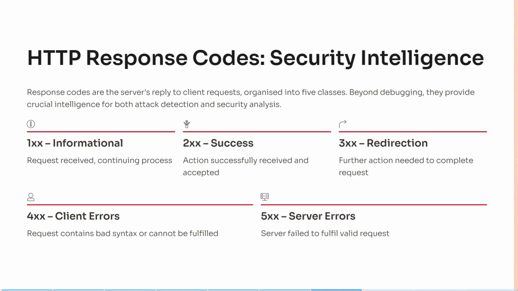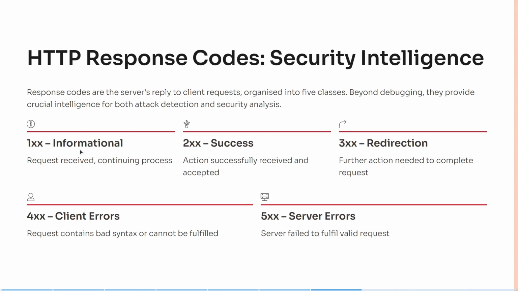So you can say there are 5 types of HTTP response codes. If it starts with 1, like 100 or 101, let's say 1xx, it will be the informational category of HTTP response code. Request received and continuing process. And 2xx, it can be 200, 201, 202, 204. It will show you action successfully received and accepted. For example, 200 OK is a very common HTTP response code.